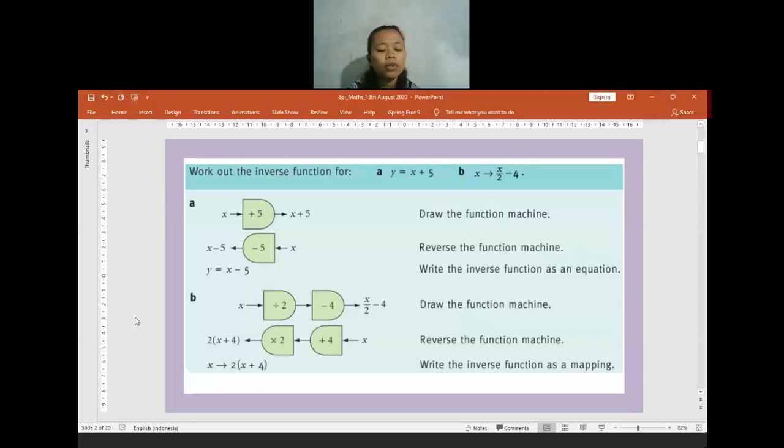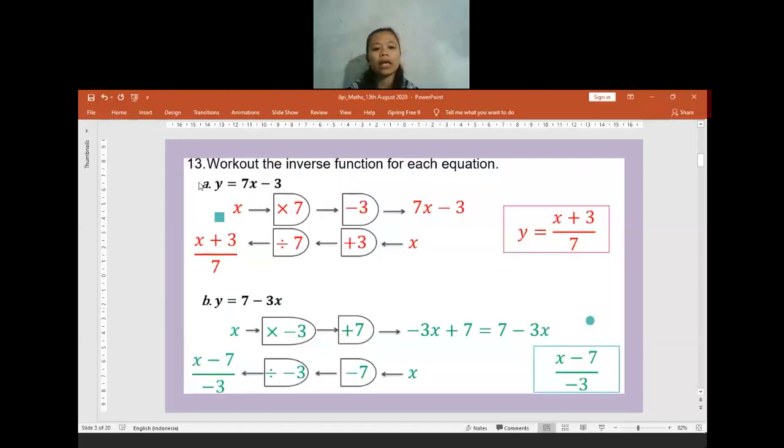Now I will move to question 13a. For question 13a, this is 7x minus 3. 7x means the x I have to multiply by 7. After that, we subtract 3. After we make the function machine, we can find the inverse. So from minus 3, it will be plus 3. From times 7 becomes divided by 7. So later we will have x plus 3 per 7 for question 13a.